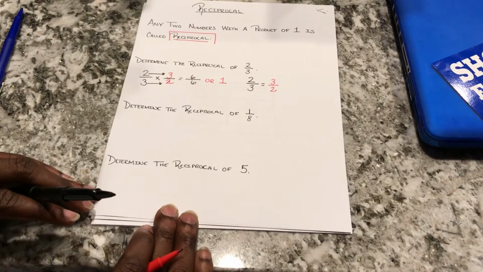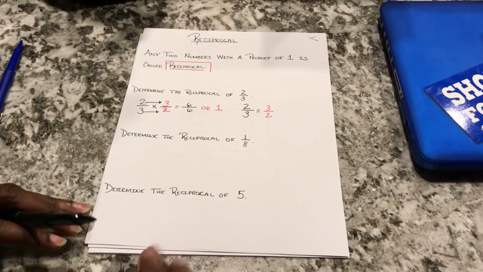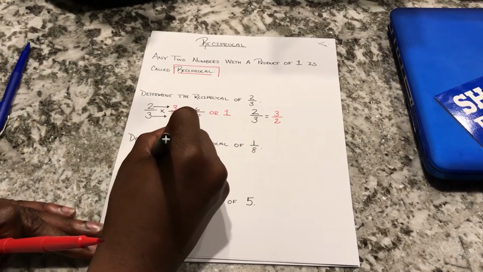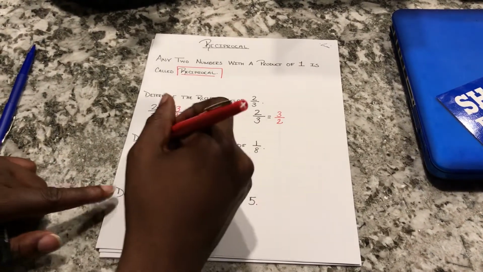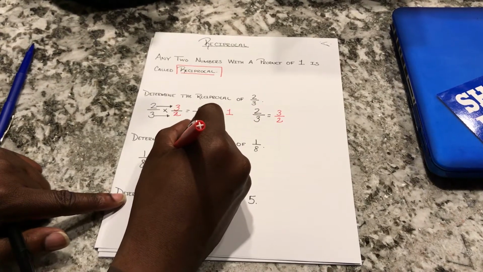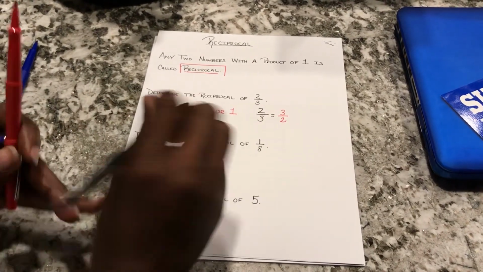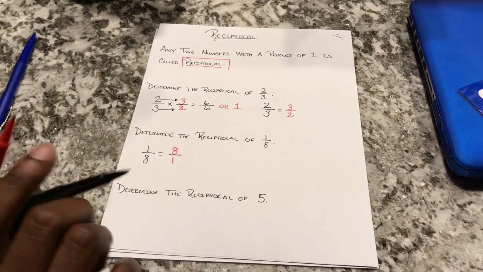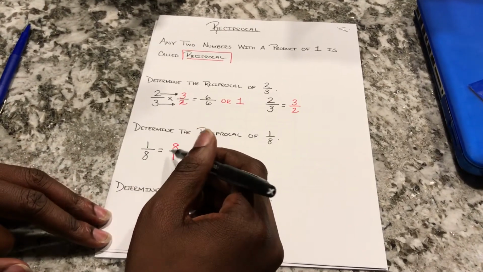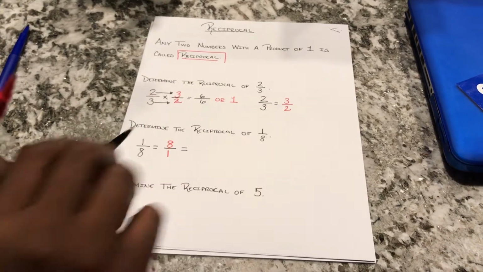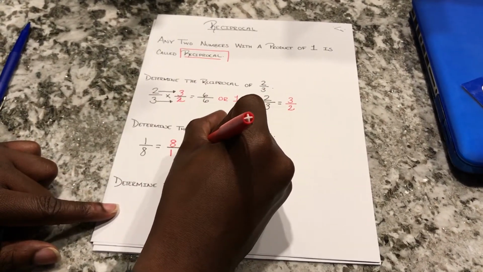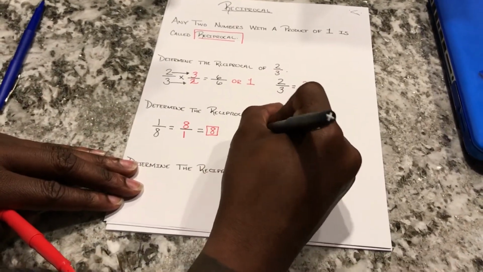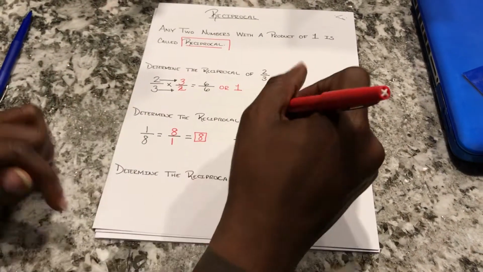Keeping in mind that any two numbers with the product of 1 is called reciprocal, as I explore 1/8, I want to find the reciprocal of it. To do so, all I'm going to do is write my denominator now as the numerator and my numerator as the denominator to make it 8 over 1. I notice that whenever you have a fraction 8 over 1, it equals a whole number, in this case, 8. I know that the reciprocal of 1/8 is actually 8 wholes.